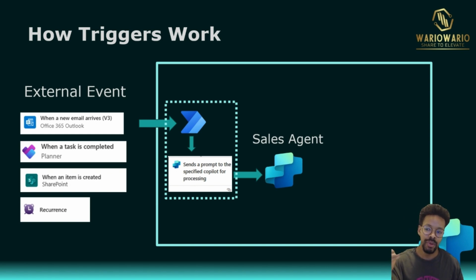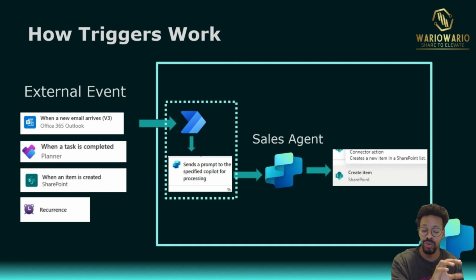In our case, we will get an email which is a sales lead, and the prompt will be sent to the sales agent from the trigger, and the sales agent will finally add it to our SharePoint list. And when this SharePoint list is added, there is a bonus that I will show you at the end. So let's just jump into this and go to Copilot Studio.